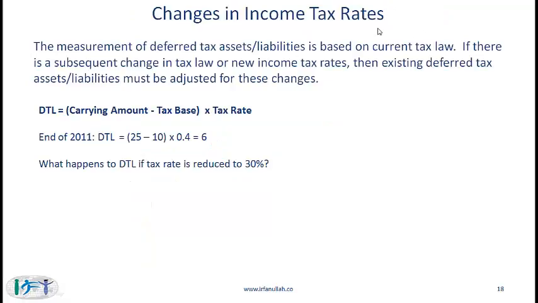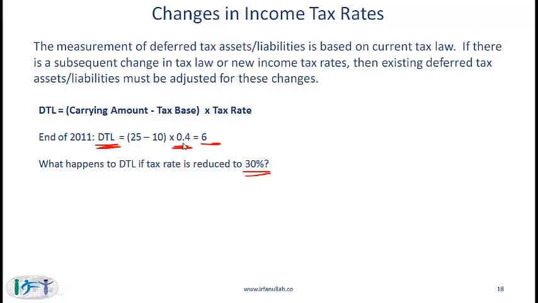Changes in income tax rates. The measurement of deferred tax assets and liabilities is based on current tax law. If there is a subsequent change in tax law or new income tax rates, then existing deferred tax assets or liabilities must be adjusted for these changes. The concept here is fairly straightforward. If we have a deferred tax liability which is equal to 6 based on this formula, the tax rate we are using is 40%. What happens if the tax rate is reduced to 30%?